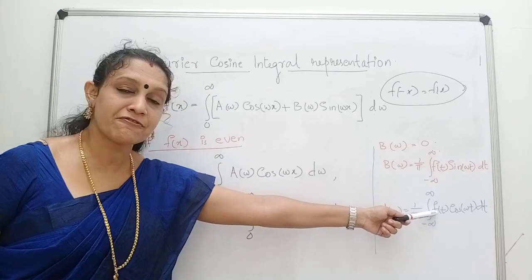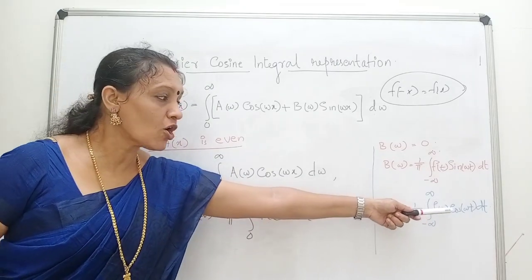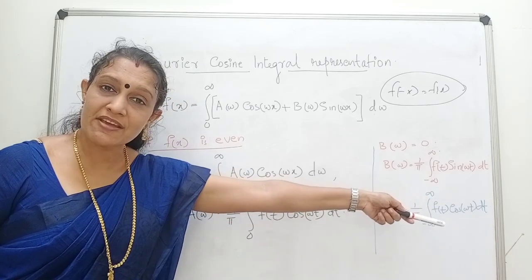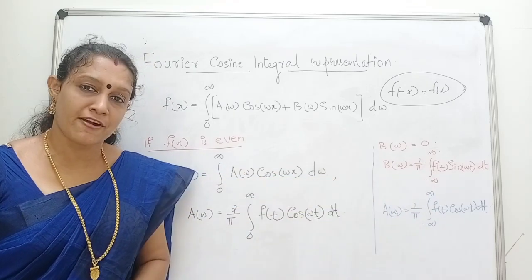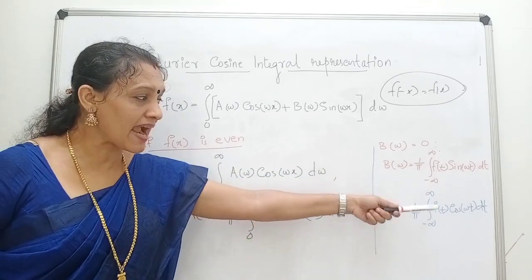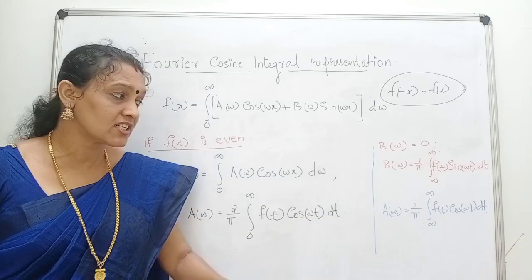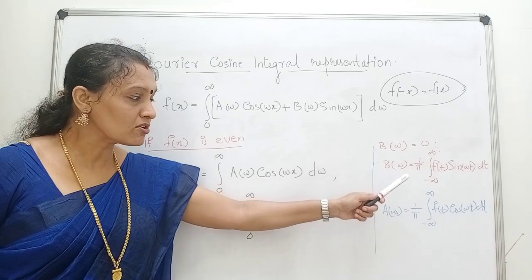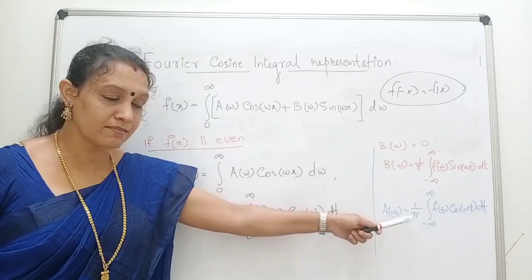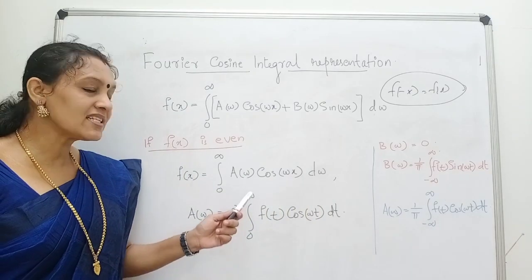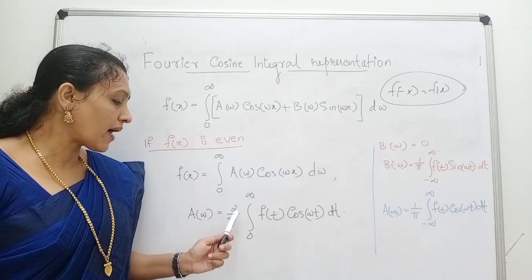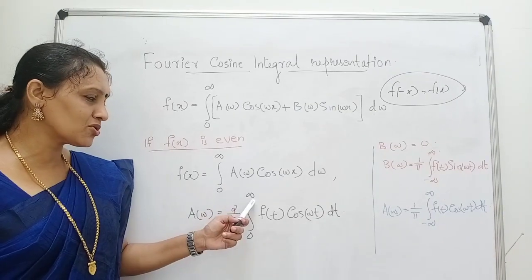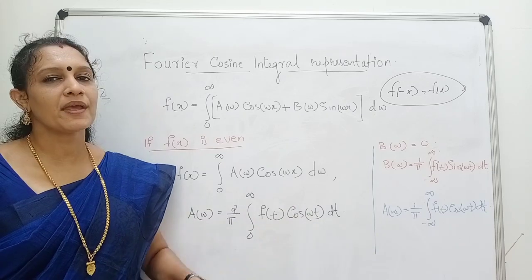And here we assumed f of t as an even function, right? And cos omega t, we know that is also an even function in t. So even into even is always an even function. And the integral from minus infinity to infinity of an even function, you can write as twice the integral from 0 to infinity. So by using that property, 1 by pi becomes 2 by pi, and integral minus infinity to infinity becomes twice 0 to infinity. Therefore, a omega is 2 by pi integral 0 to infinity f of t into cos omega t dt.